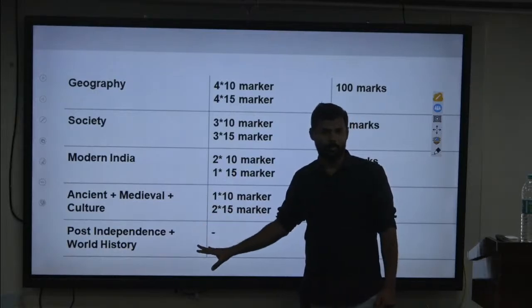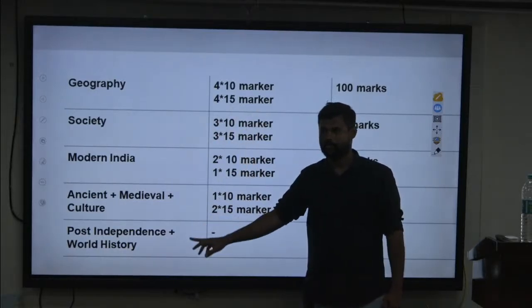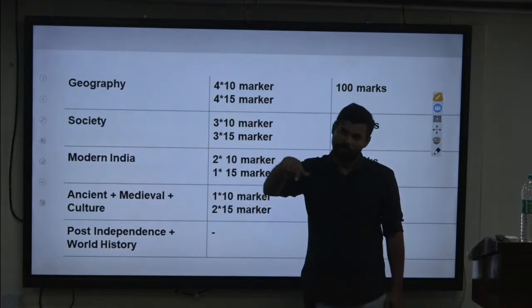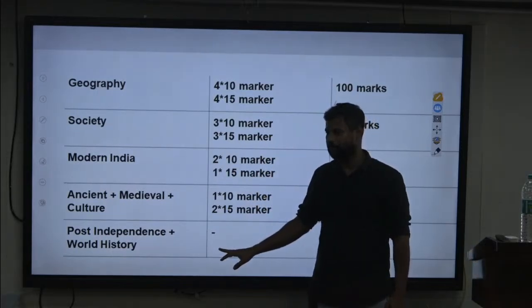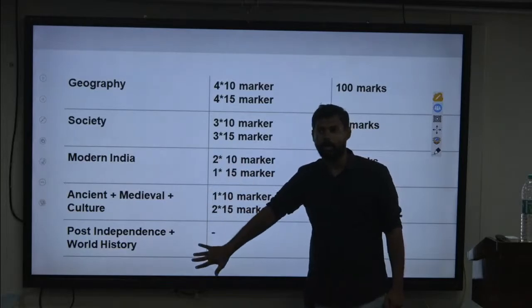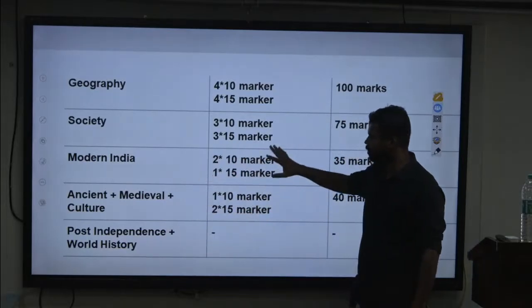The questions will come in two ways. Either you can answer even without reading it, or you can't answer even if you have read it. That's how the questions are coming. Okay, so put in effort but not more here. Alright, so this is how the marking pattern is.